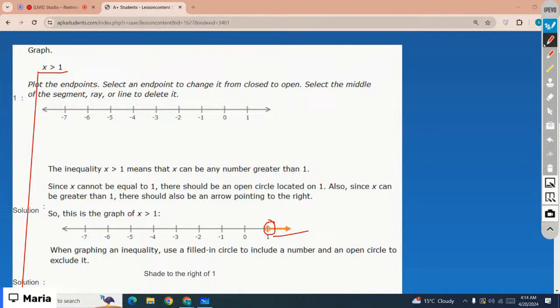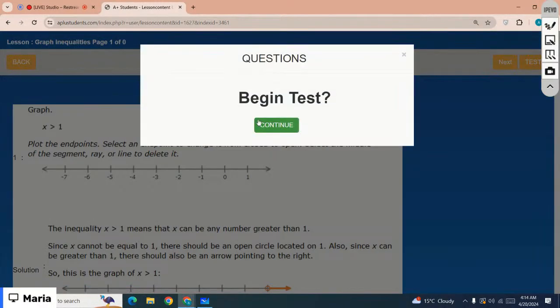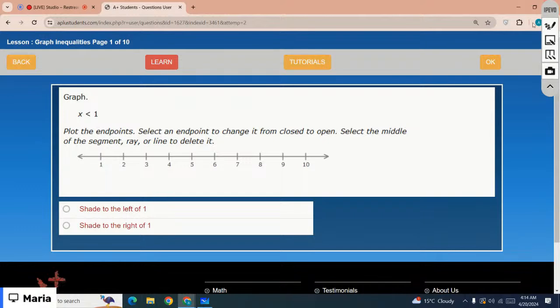Okay, let's just start with the practice questions. Let's see how we graph the inequalities. Okay, that's exactly the same one.